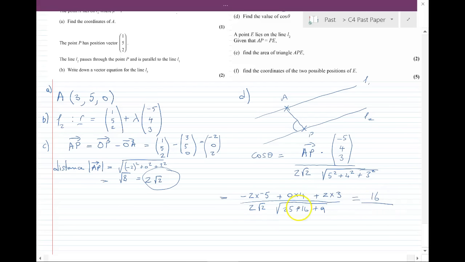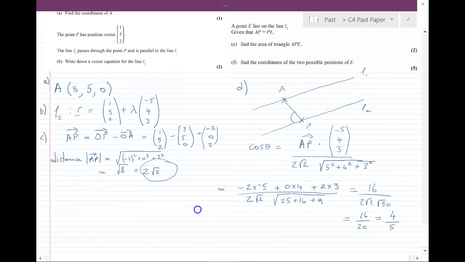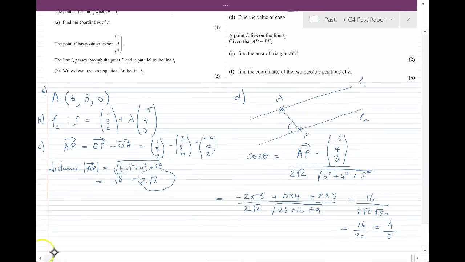And the bottom bit is 2 the square root of 2 times the square root of 50. Now these two bits together make the square root of 100, which is 10. So we've got 20 on the bottom. I haven't used a calculator, so I'm quite proud of myself. Of course you're allowed to use one, but sometimes if you can hold the numbers in your head it'll be quicker. So that's 4 over 5, and that's the answer to part D.